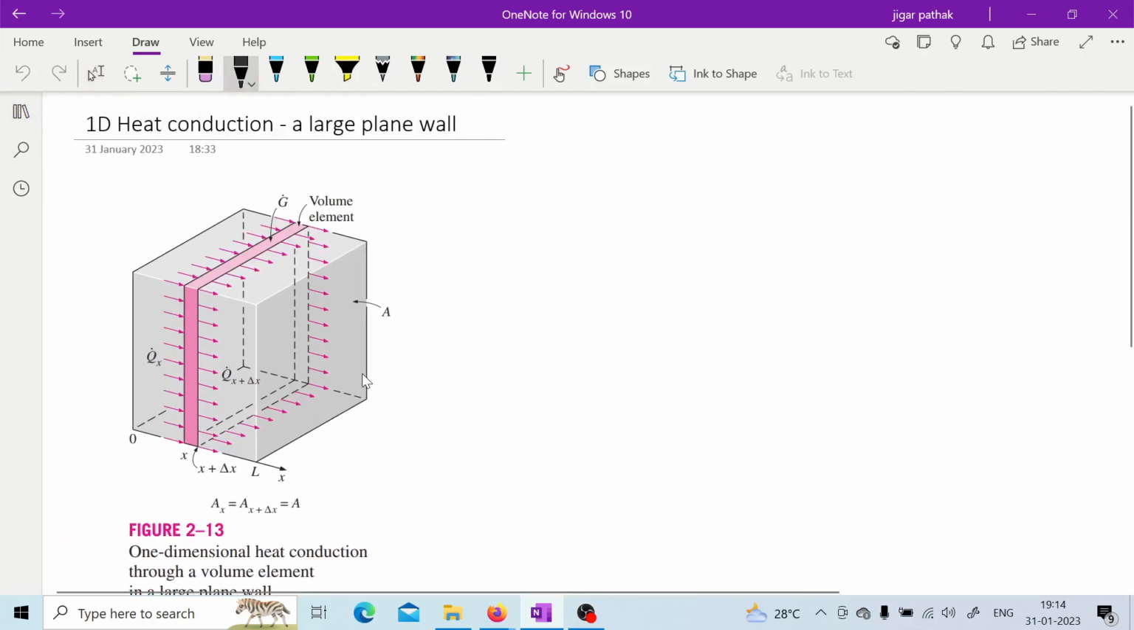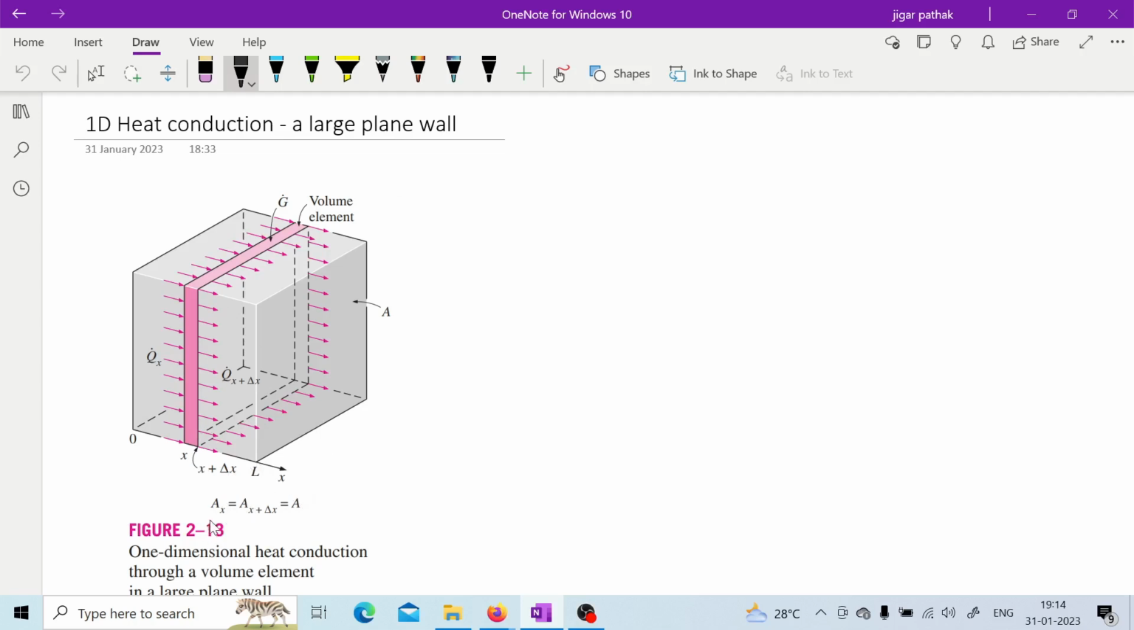Now we will go for different cases, and we will consider 1D heat conduction only, as mentioned here. We will see various shapes or walls through which heat is going to transfer. Here we are considering a large plane wall, then we will see the cylindrical wall, and then the spherical wall. So let us first see the 1D heat conduction in these three one by one, as shown in this figure.